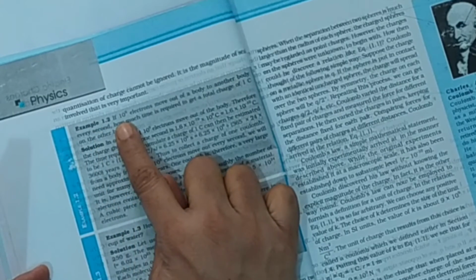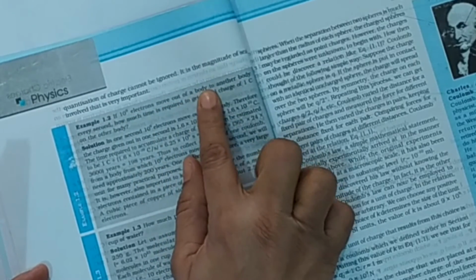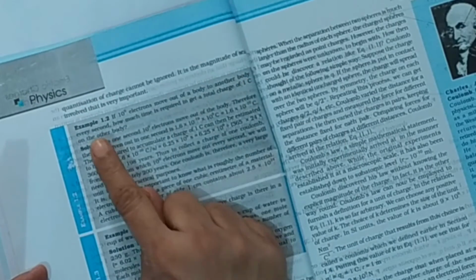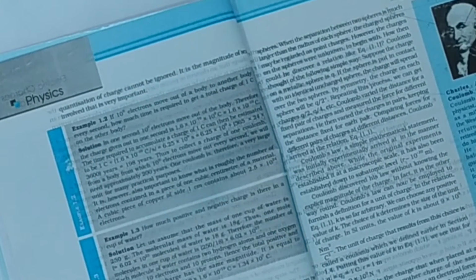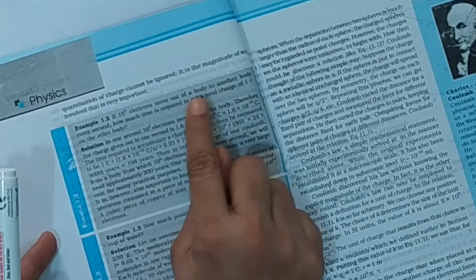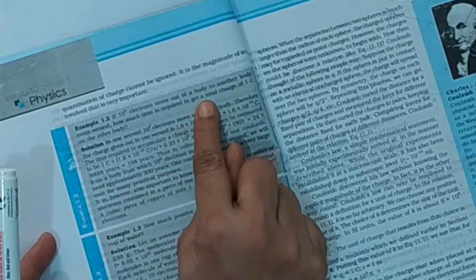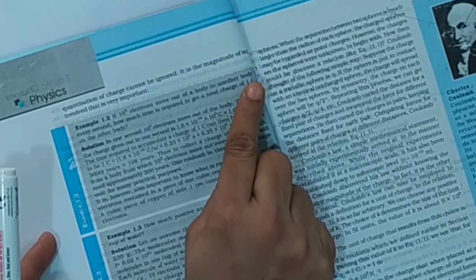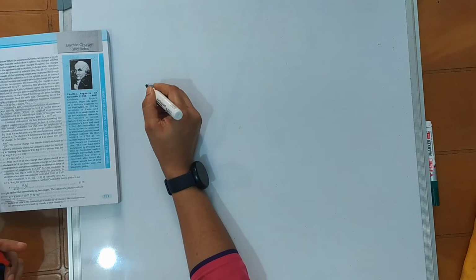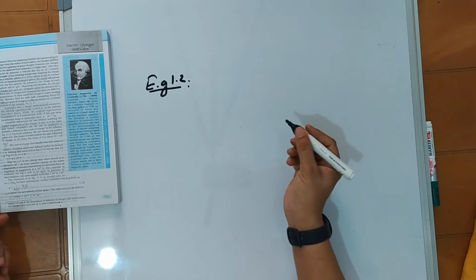Example 1.2 states that if 10 to the power 9 electrons move out of a body to another body every second, this is about charging by conduction or induction. If 10 to the power 9 electrons move out of a body to another body, how much time is required to get a total charge of 1 coulomb on the other body? So let us answer this. We have example 1.2, and I am writing the solution to that.